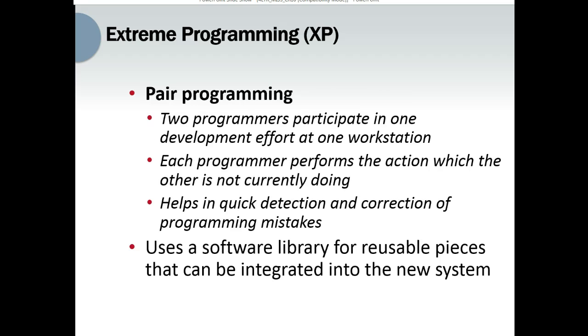Each programmer performs the action which the other is not currently doing. Also, this type of programming can help in quick detection and correction of programming mistakes because you have two people looking over each other. XP uses incremental steps to improve a system's quality. SDLC, though, develops the entire system at once, whereas XP is in incremental steps. Like RAD, XP uses a software library for reusable pieces that can be integrated into the new system. IBM, Chrysler, and Microsoft have used this method and have implemented it successfully.